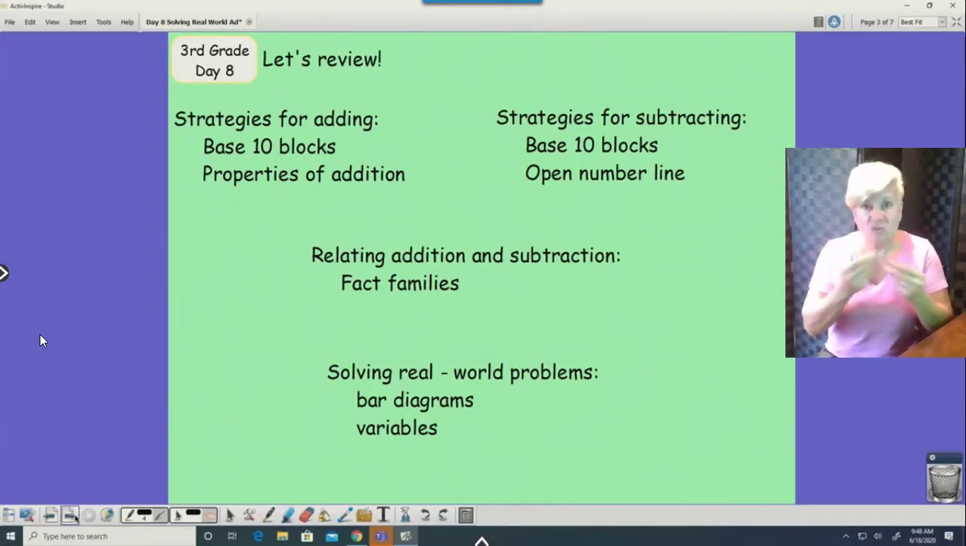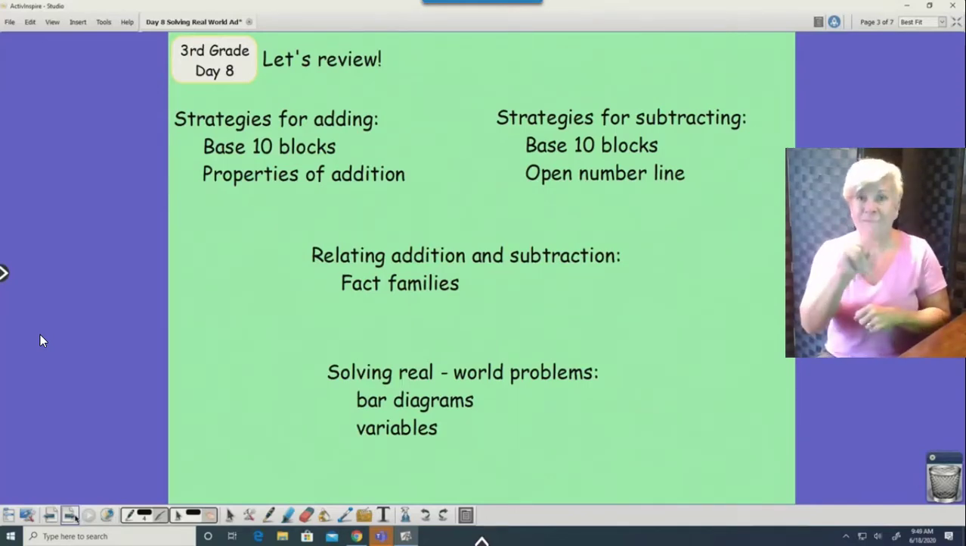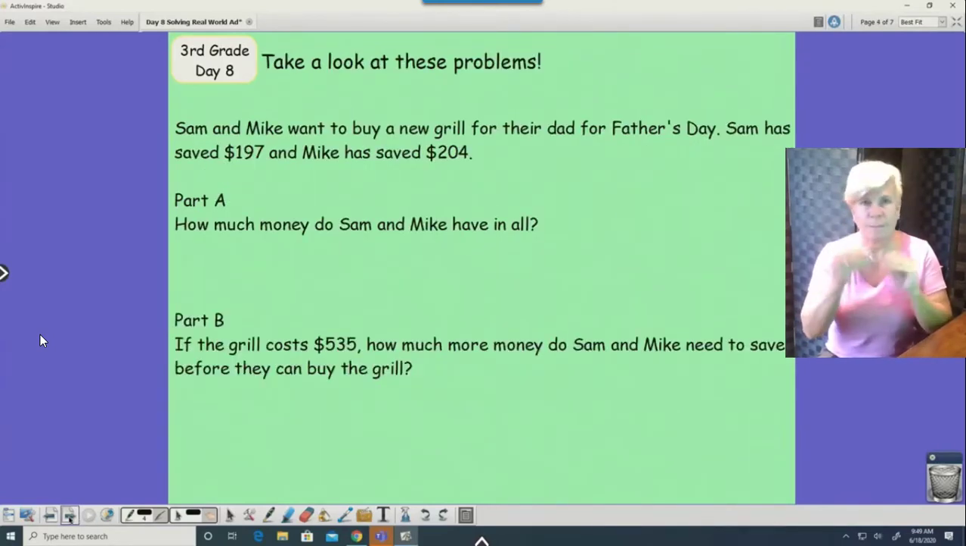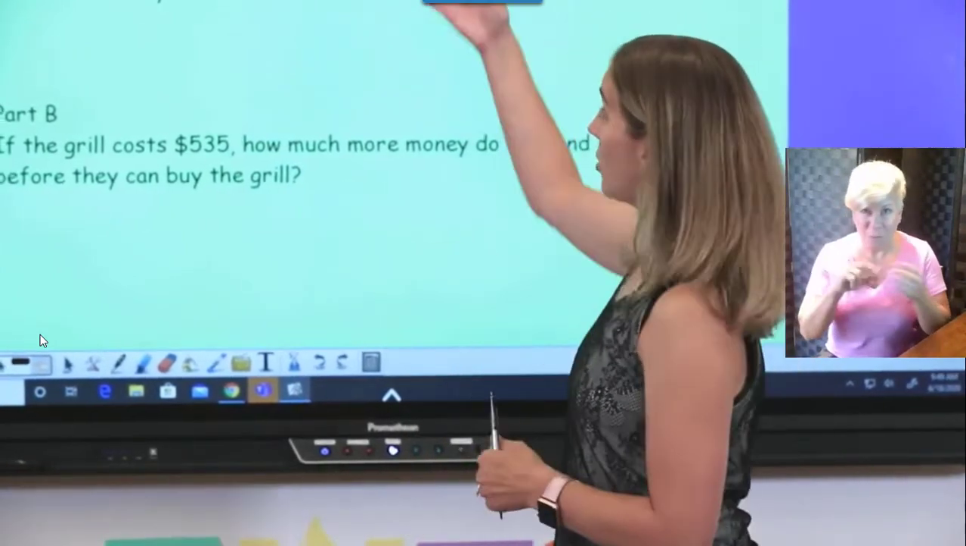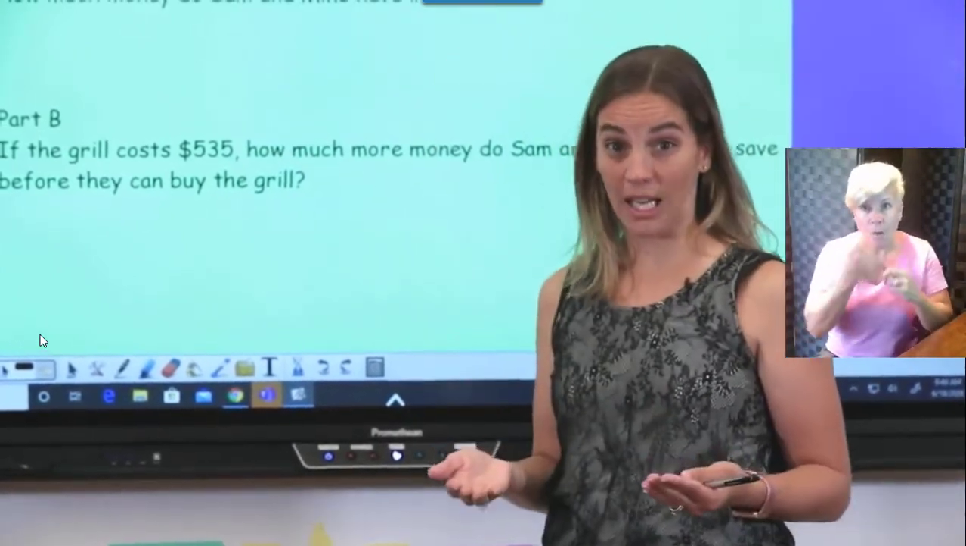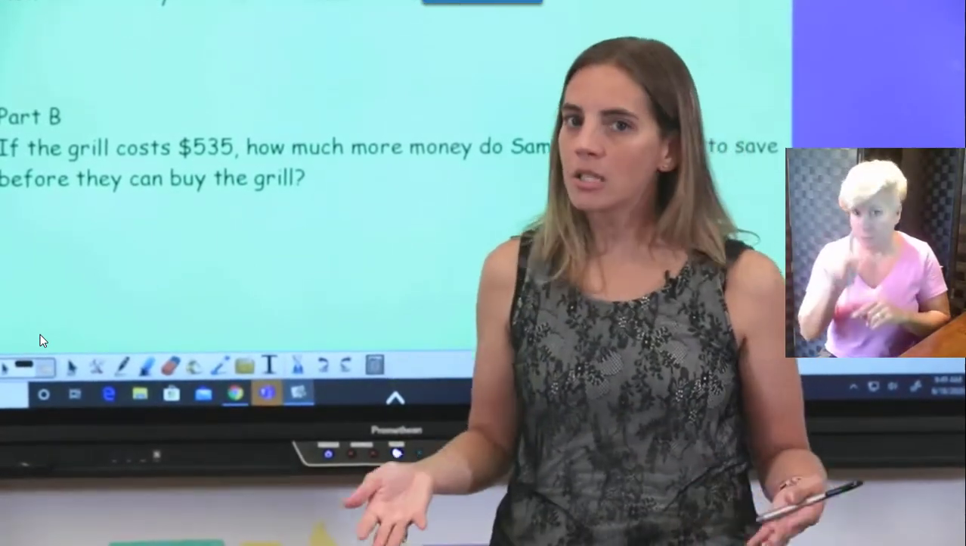And you solved real-world problems using bar diagrams and variables. Guys, big kids are using these variables, so you're going to be super smart when we're done with this. Remember, a variable is simply a letter that represents an unknown number. Today, we're going to be looking at problems that have a part A and a part B. All that means is that this one problem, rather than having just one answer, is now going to have two different answers. That's okay. We can do this.